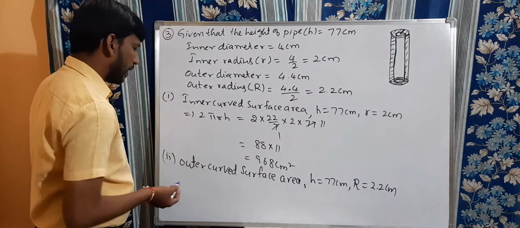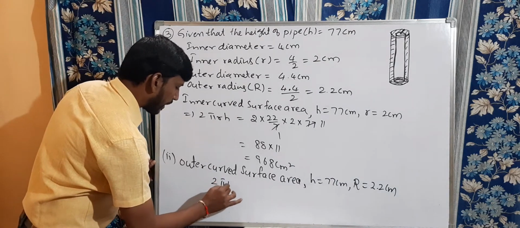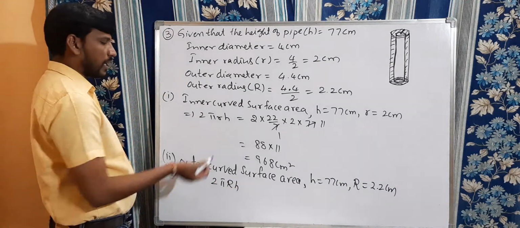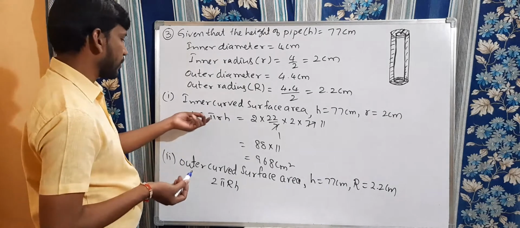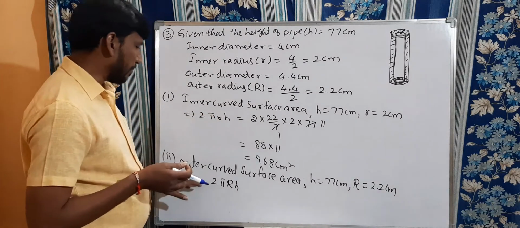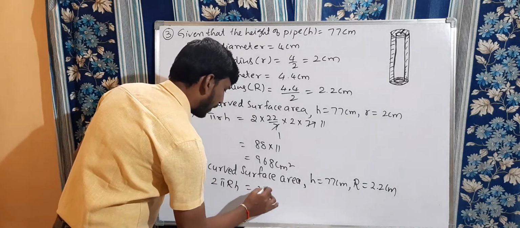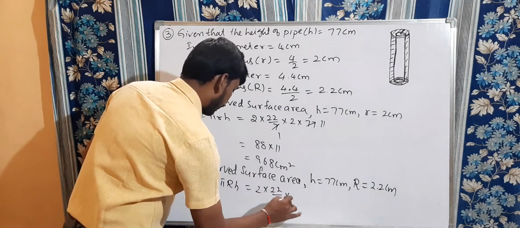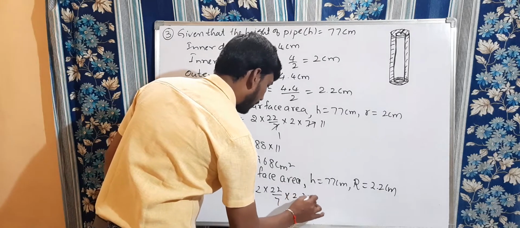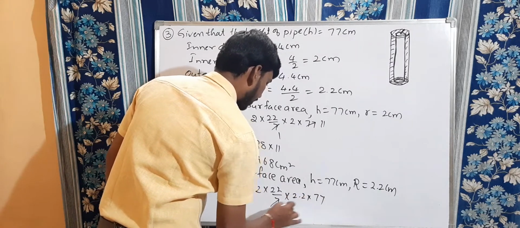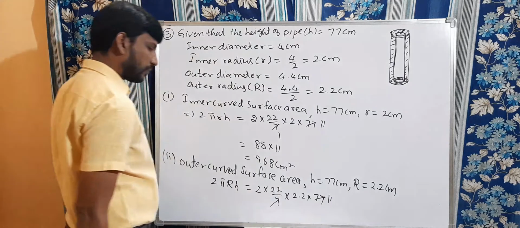Same formula, but here 2 pi capital R into h, because small r we already used in the first part. For the second part we consider capital R as the radius. So it implies 2 into 22 by 7 into capital R, which is 2.2, into 77. 7 ones are 7, 11s again.